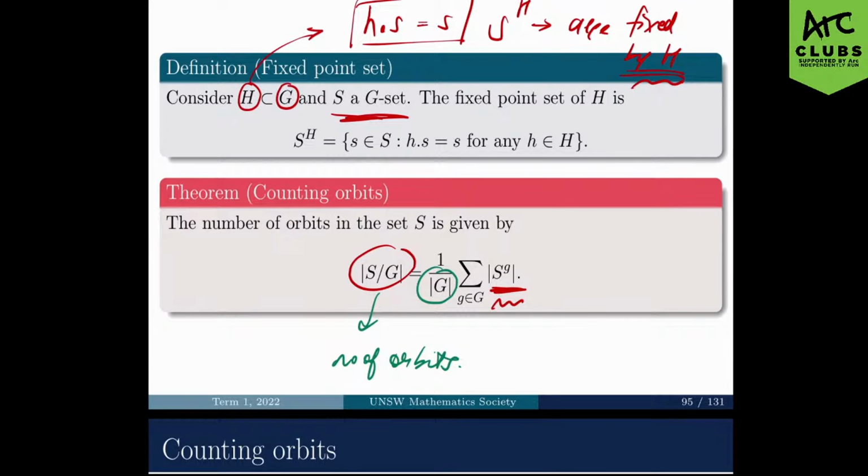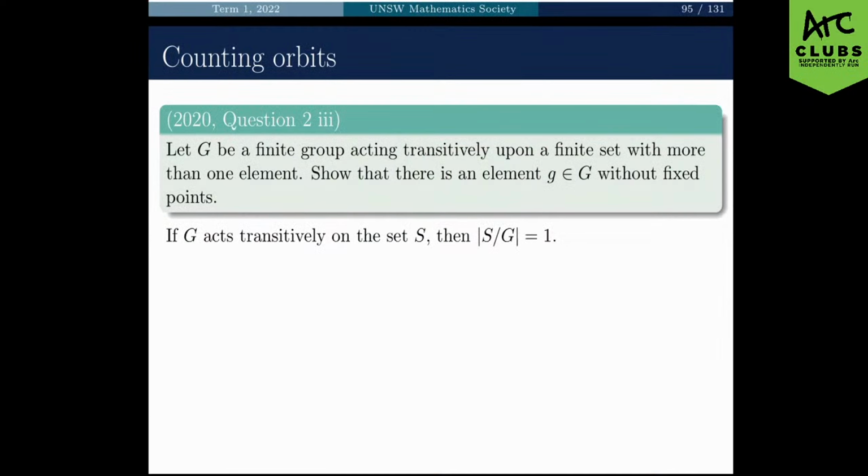Right, so what we can do is we can use this example in a certain question. So we've got G, a finite group, acting transitively, and transitively means that there's only one orbit, so the number of orbits of S under G is equal to 1. And it's acting on a finite set with more than one element. And we want to show that there's an element without fixed points.